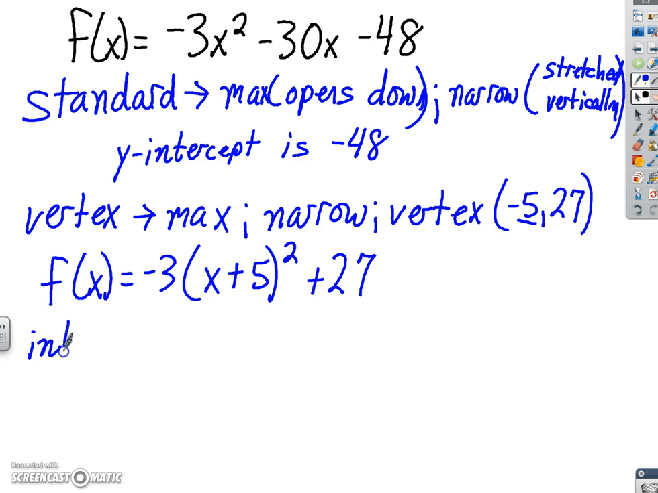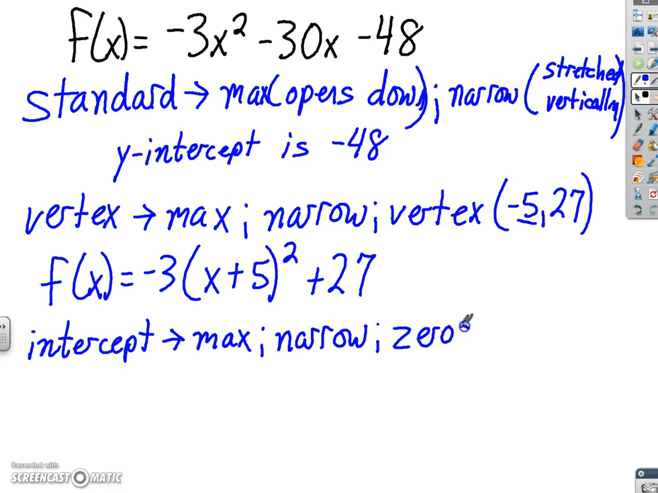So realize, what do we know from intercept form? Well, we still know we've got a max. We can use that a and see we've got a max. We can see that it's narrow. Okay? We can see that that 3 has compressed us horizontally, that it stretched us out vertically. But the most important thing that we can see is where our zeros are in this one, and we can see that our zeros are at negative 8 and negative 2. So we should be able to graph this one fairly easily.